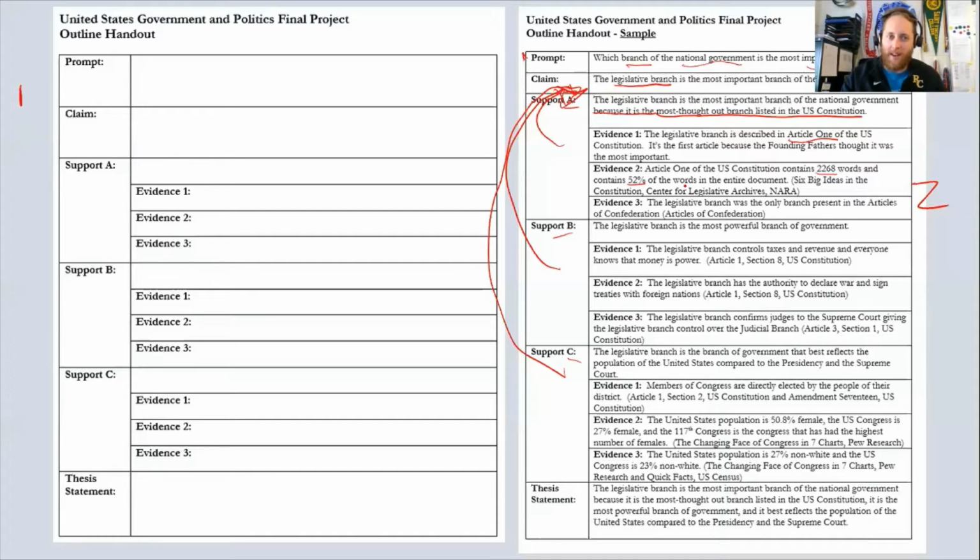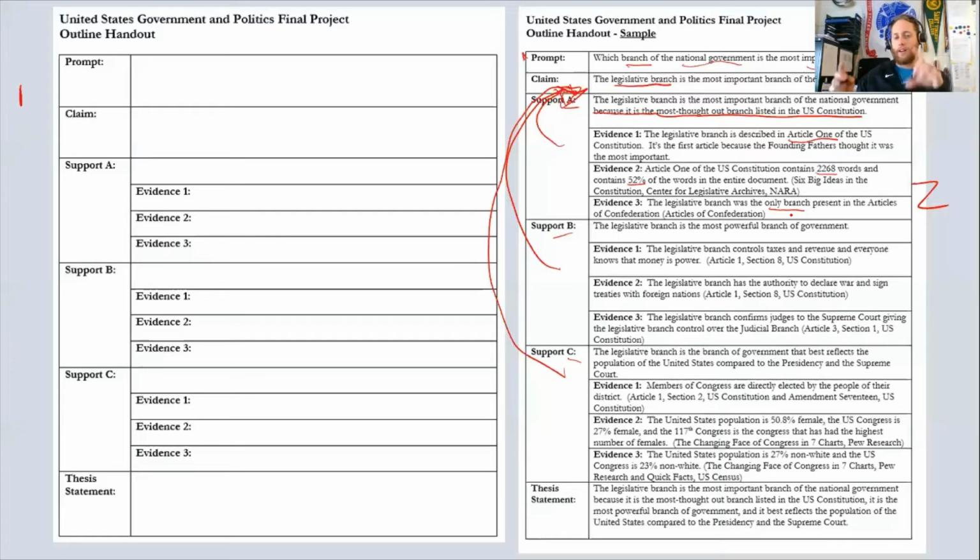And then for a third piece of evidence, in the example here, I referenced that the legislative branch was the only branch present in the Articles of Confederation, which ultimately failed. But it goes on to show that the legislative branch is so important that even with the very first draft of a United States government, Congress was the one thing they tried. Then they realized it failed, and that's when they added in the executive and the judicial branch, but the legislative branch was alone with the Articles of Confederation. So that should be the bulk of that paragraph, right?